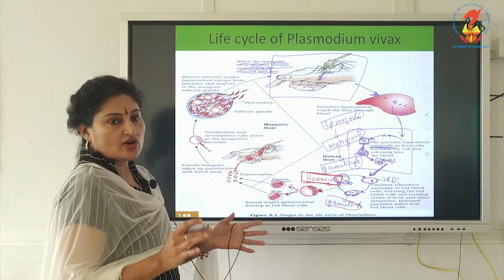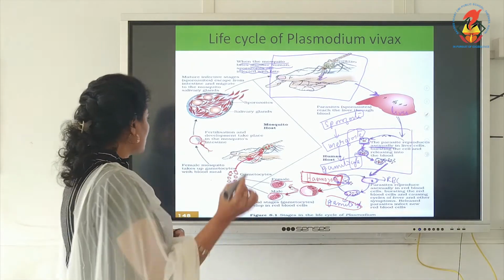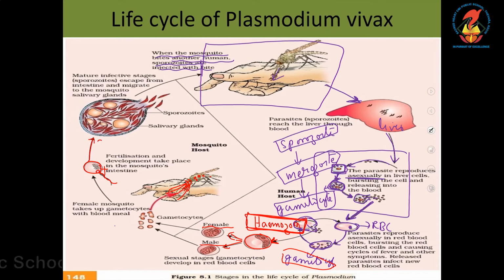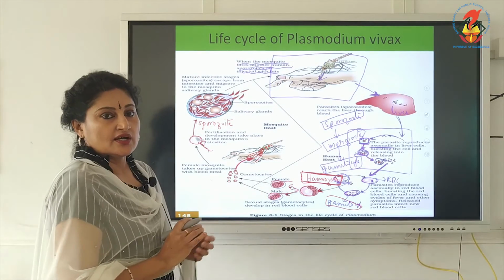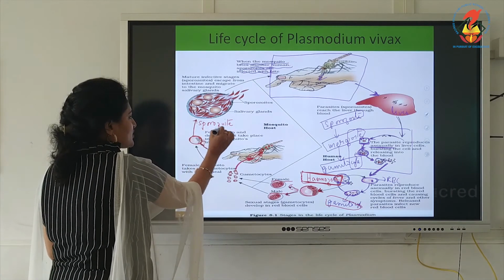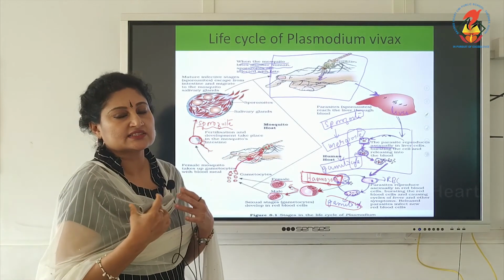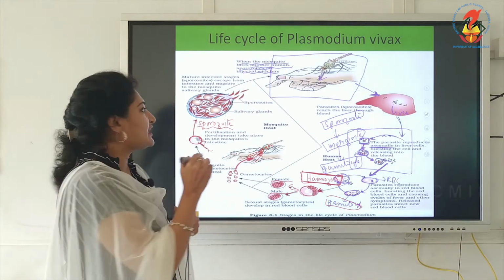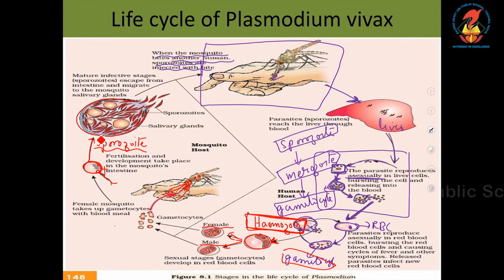We know it is a universal law that fusion of the egg and the sperm forms a zygote, and this zygote immediately forms a sporozoite. As I told you, those uninucleated, spindle-shaped, wriggly creatures, they will not remain in the intestine. They will escape and go to the salivary glands of the mosquito, and the salivary gland is filled with a lot of these sporozoites.